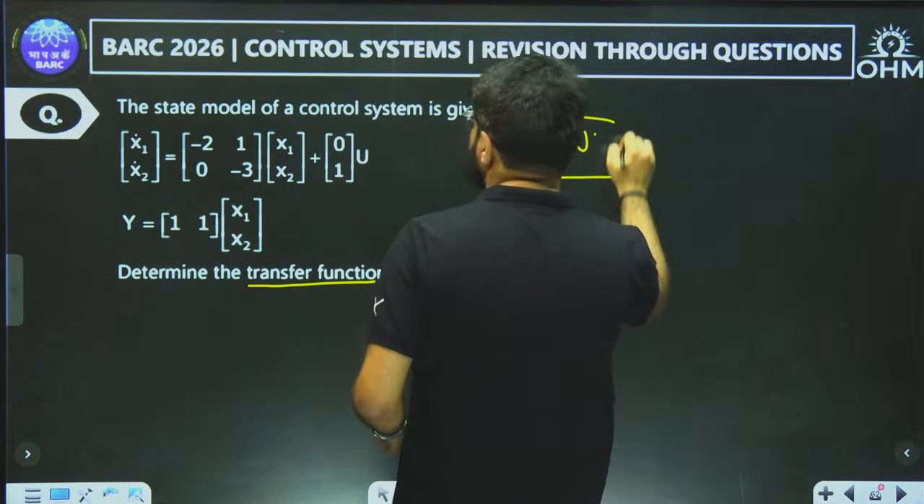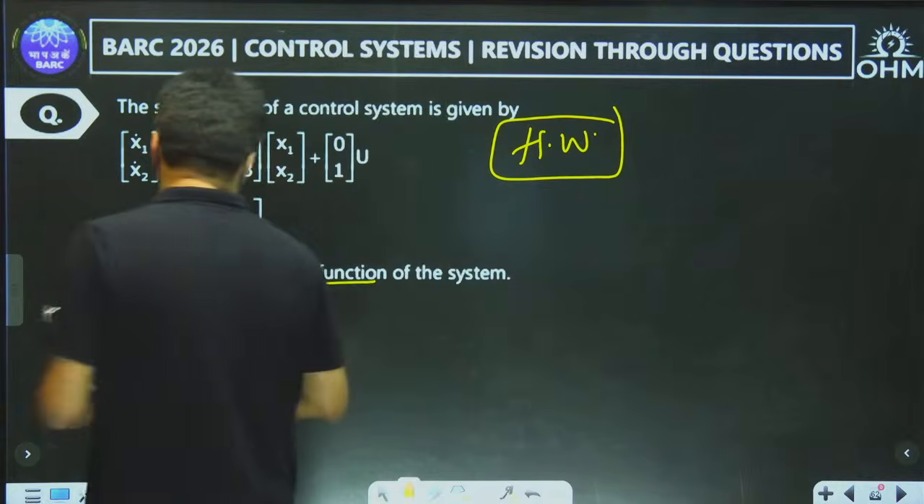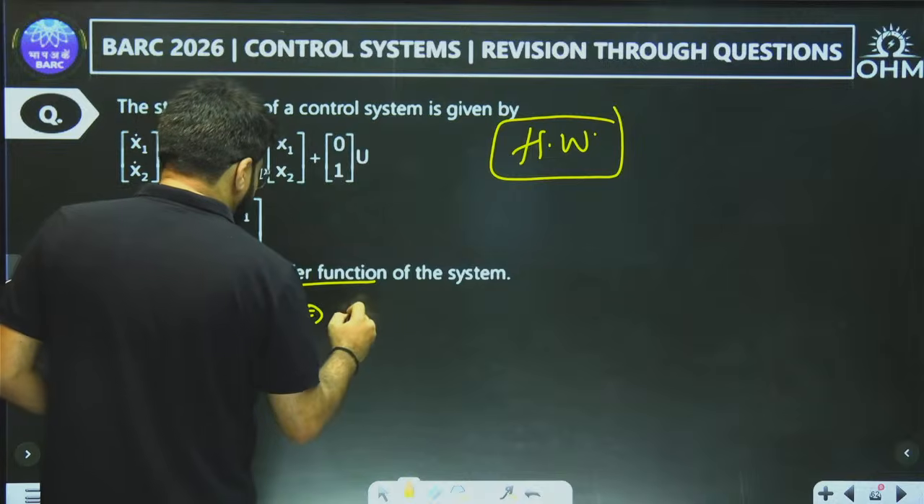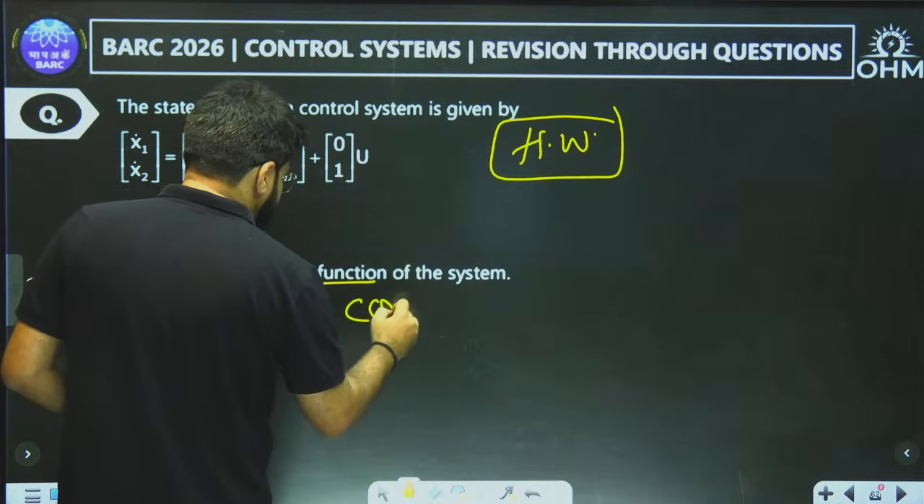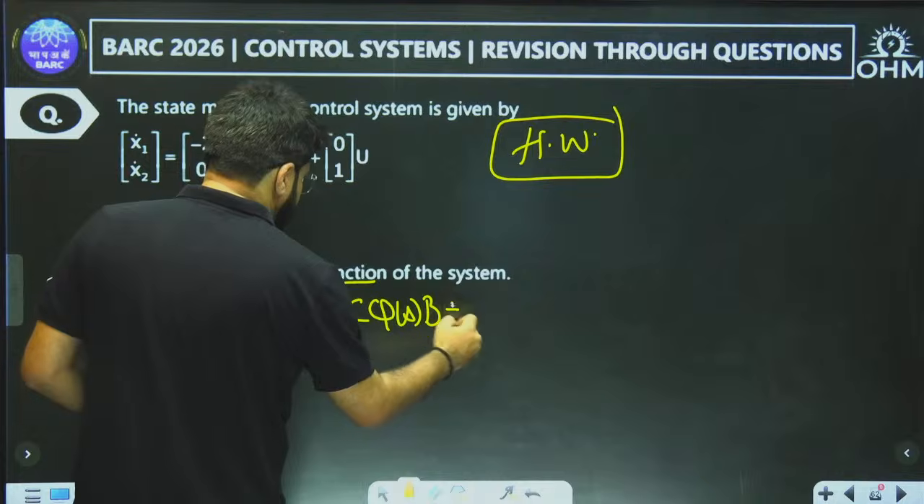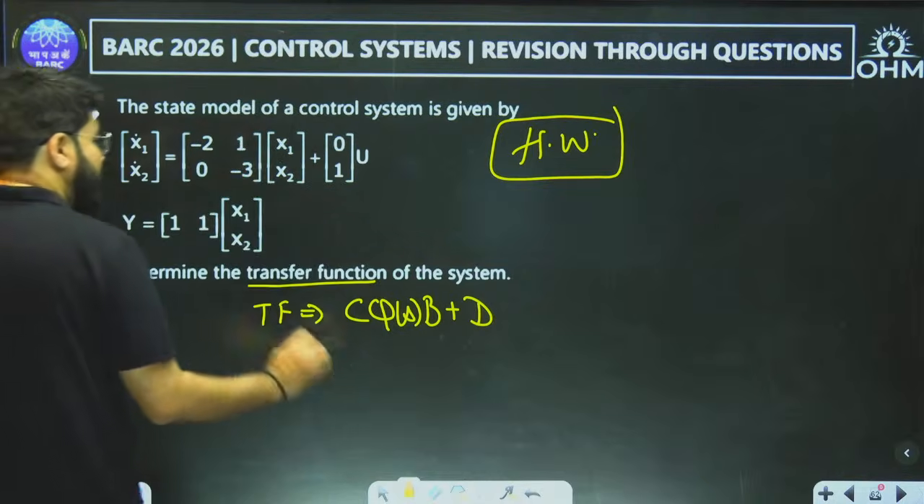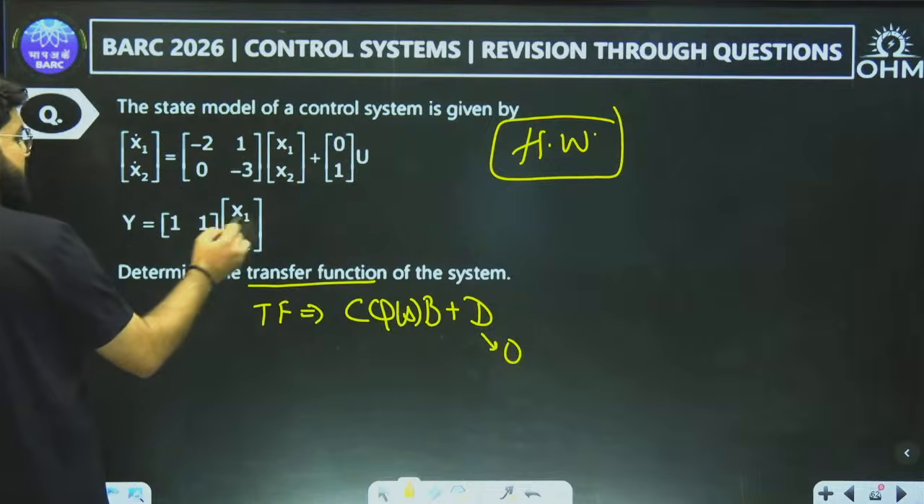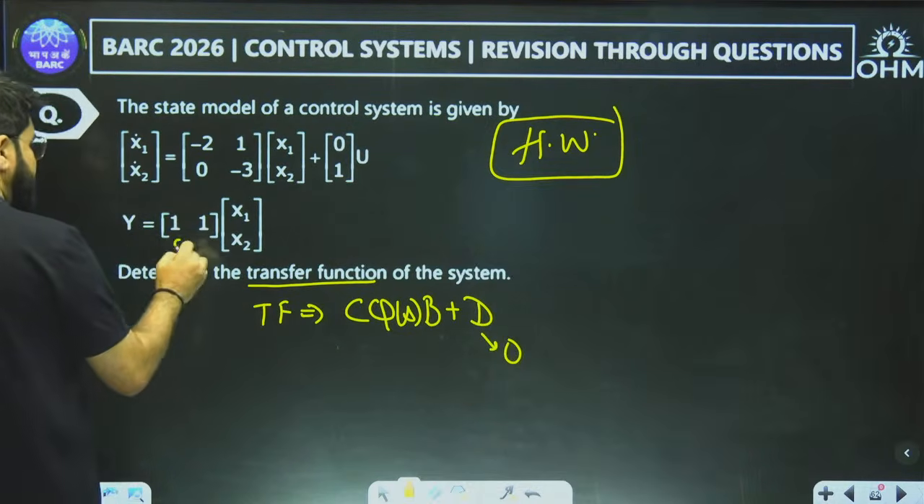Transfer function. If they ask you the transfer function, how do you calculate the transfer function? Transfer function generally will be calculated by the formula C into phi s into B plus D. Okay, where every data is given to you. Okay, what is the D? D is nil. Okay, y equal to Cx plus Du. There is no D.